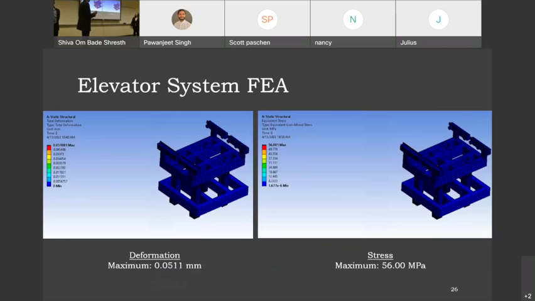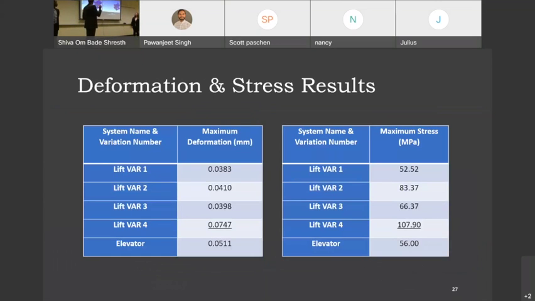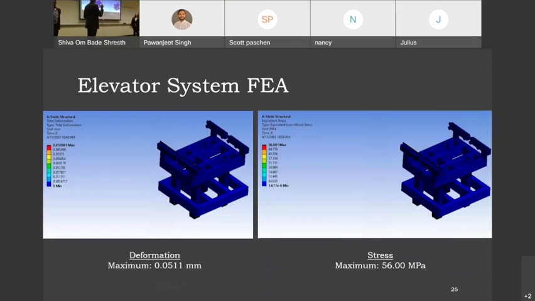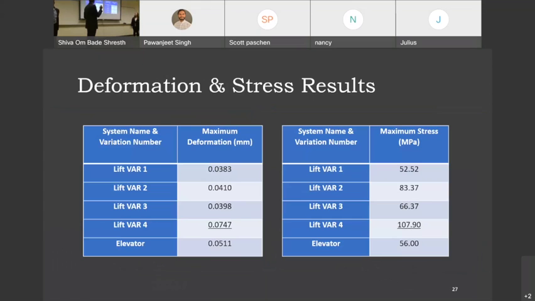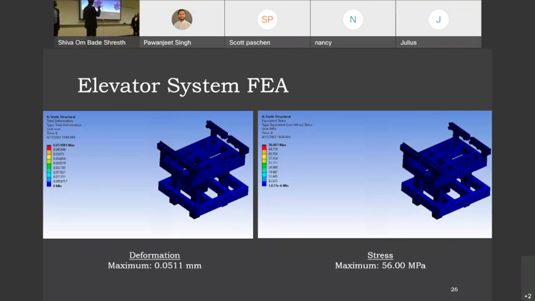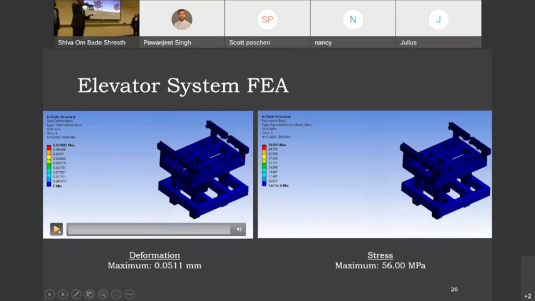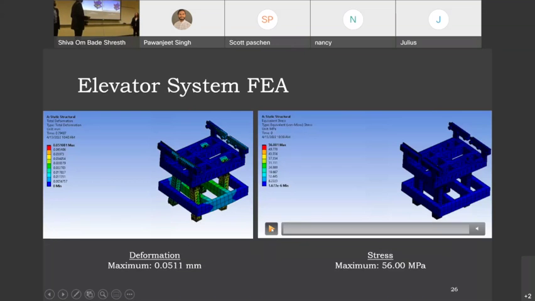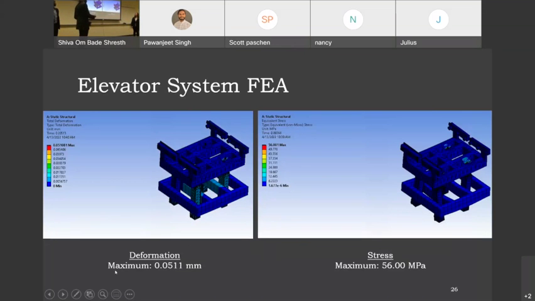For the elevator system, we chose face plates that are right here. They are attached here. It creates a compressive force, which is working against gravity. It sits underneath the system right here, so when it's pulling up, it's creating compressive force down towards these plates. And as you can see, most of the stress is on the plates right here, and that's where the concern is.